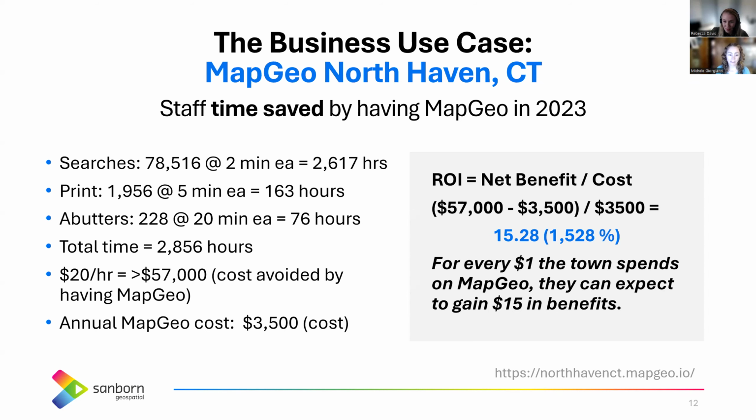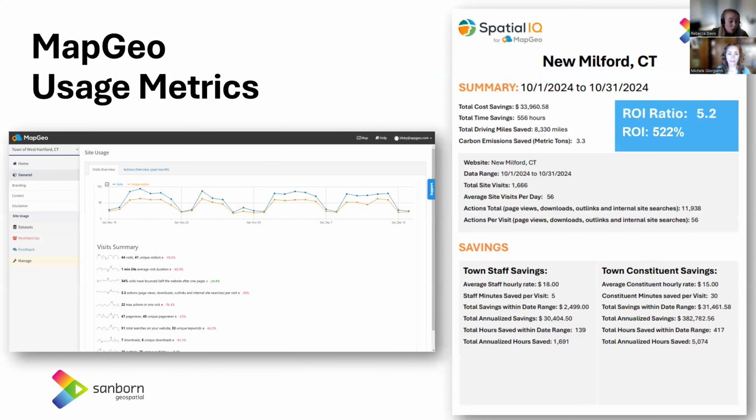Right. So where did I get all of these numbers from? We have different stats that are being calculated on MapGeo. Depending on what tier level of MapGeo you have, you're able to see those stats directly within the MapGeo dashboard. Just go into the general tab once you're signed in and go to site usage, and you're going to be able to see all of these stats popping up. These are going to be calculated. And if you don't have access to the dashboard and you're interested, certainly send us an email.